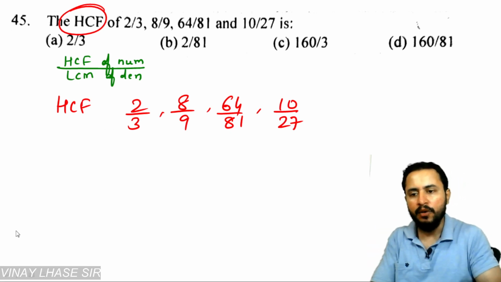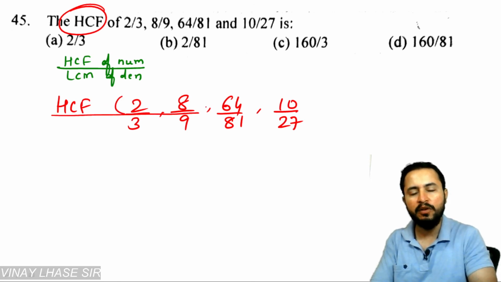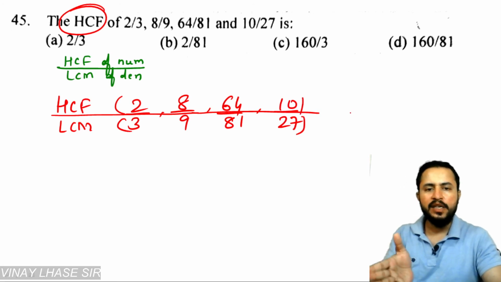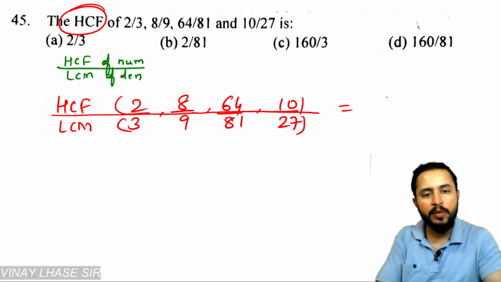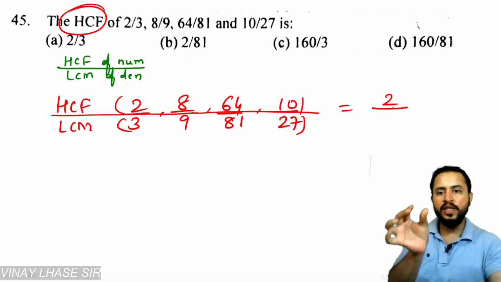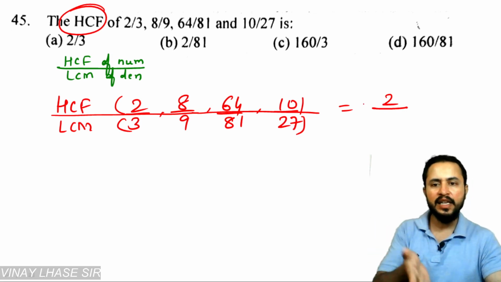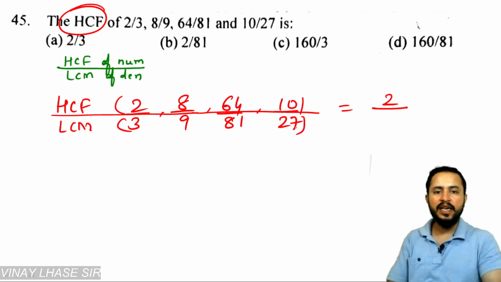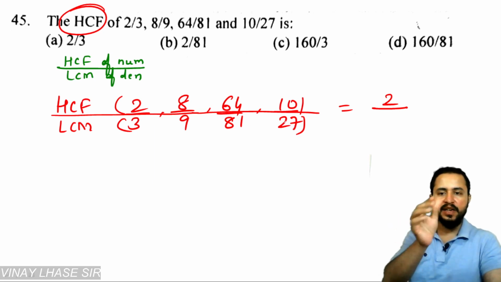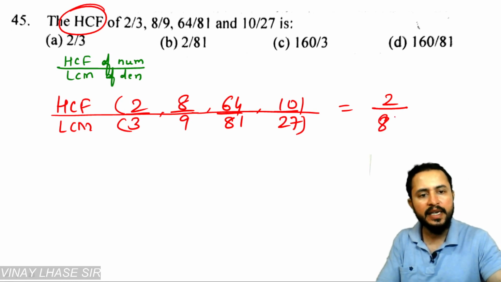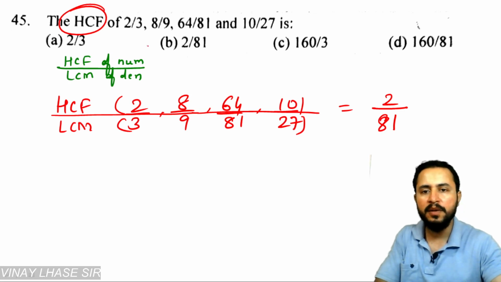Now back to this. In this question, what was to be done? The highest common factor of the numerator part you have to find, and the LCM of the denominators you have to find. So find the HCF of 2, 8, 64, 10: the highest common factor will be 2 directly, because 2 is the highest common factor of 2, 8, 64, 10. You can use your method if you want, but you can tell by looking. And LCM of 3, 9, 81, and 27: all the numbers are basically related to 81, so the LCM will come out as 81. So 2/81, option number B, is the answer.